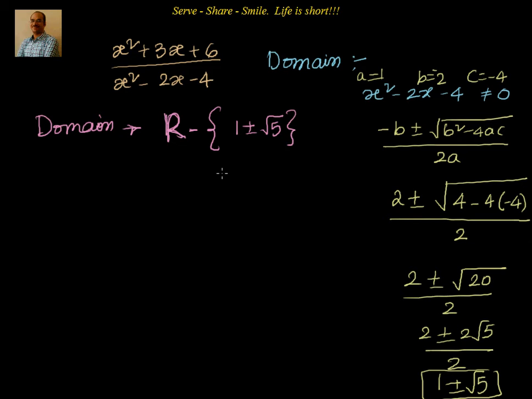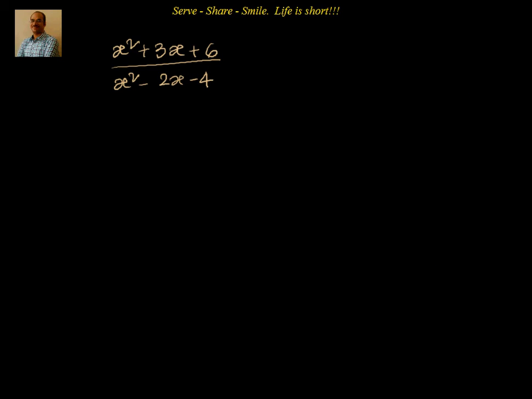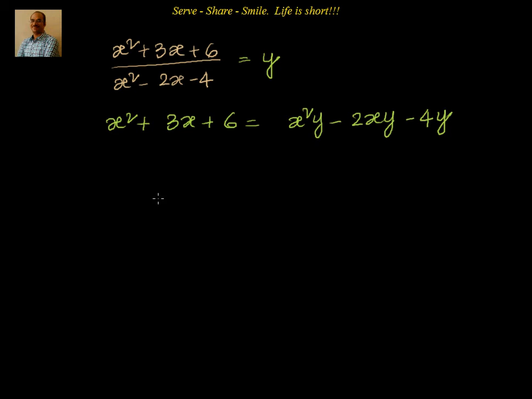Now let's go to the range and find it out. Like how we did it in the earlier session, for the range, we'll equate this to y. We do cross multiplication and try to get a quadratic equation in terms of x. So can I write down x² + 3x + 6 is equal to x² y − 2xy − 4y.